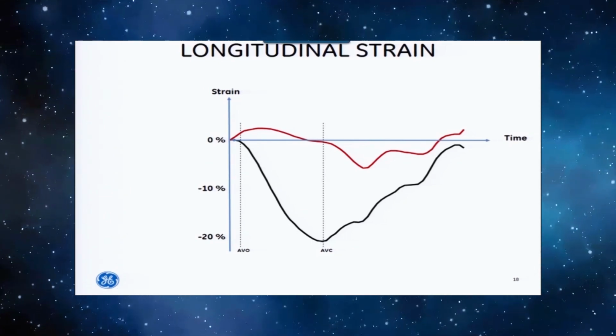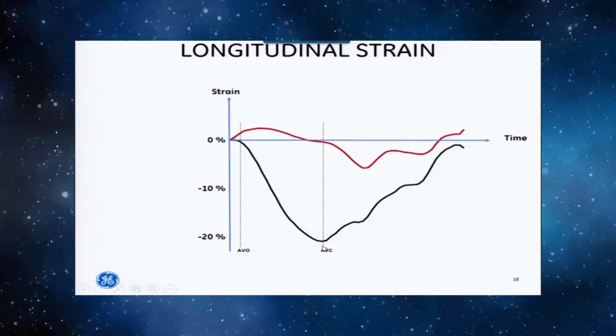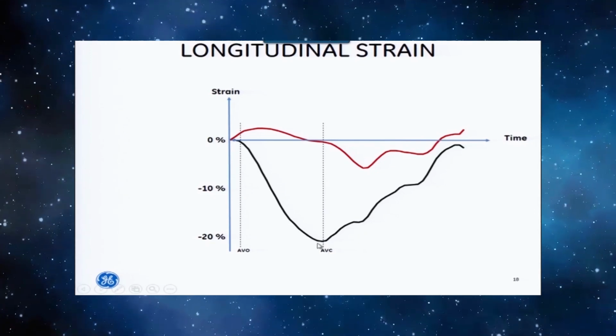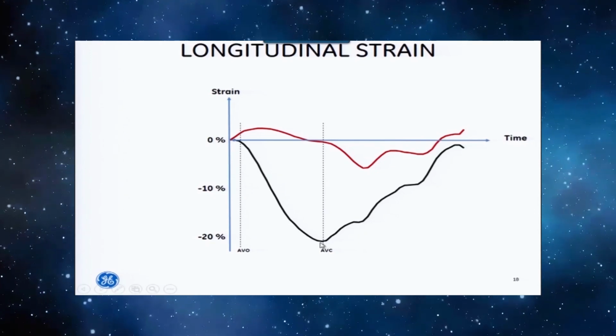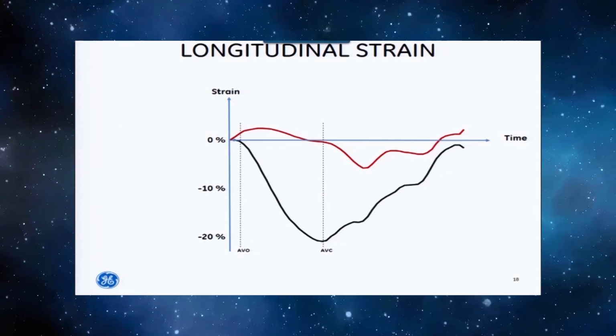The other thing we want to look at is, where does this curve hit its peak compared to where the aortic valve closure line is? And we see that this curve hits its peak right at aortic valve closure. That's our second check mark for normal for this curve.